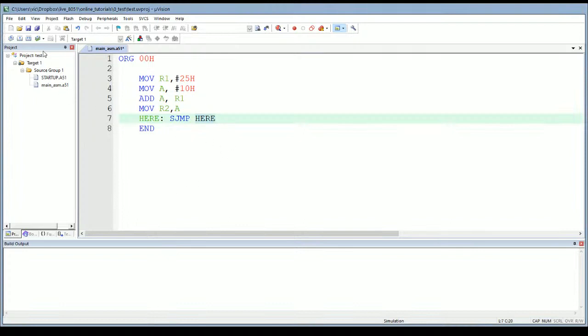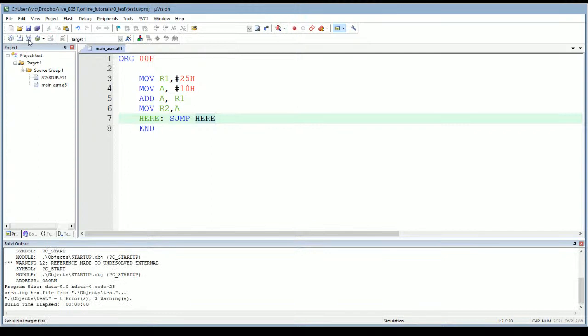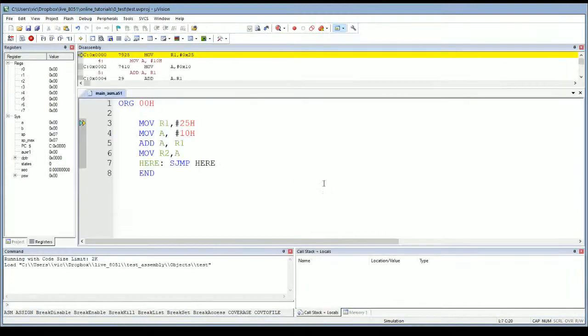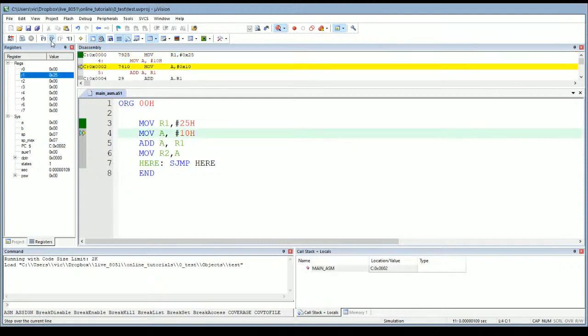Okay, now let's compile it. You have to click here. It will rebuild the entire code, and if there is no error, it will give 0 errors. In order to execute and run, you can go to Debug, then Start and Stop Debugging Session. Now from here you can run the code one line at a time. So the first line is executed.